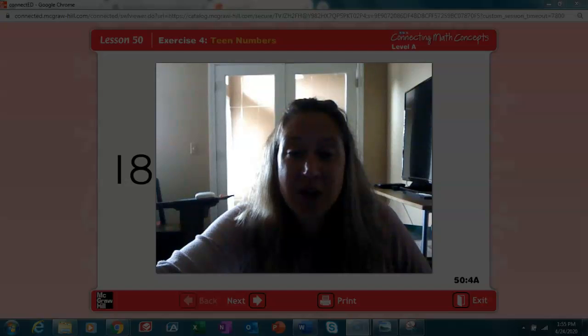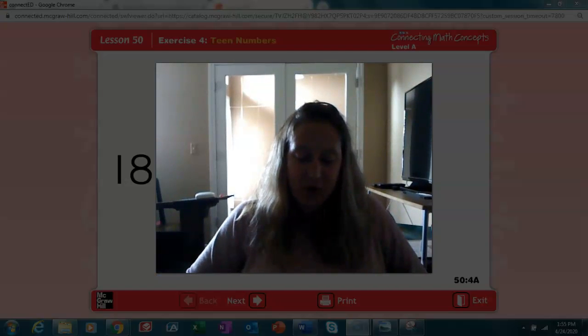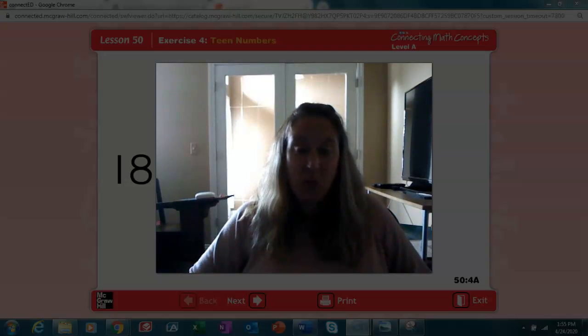So the first thing we're going to do is practice counting together. First, we are going to practice counting by tens. When you count by ones, what's the first number? 1. When you count by tens, what's the first number? 10. My turn to count by tens to 50. 10, 20, 30, 40, 50.